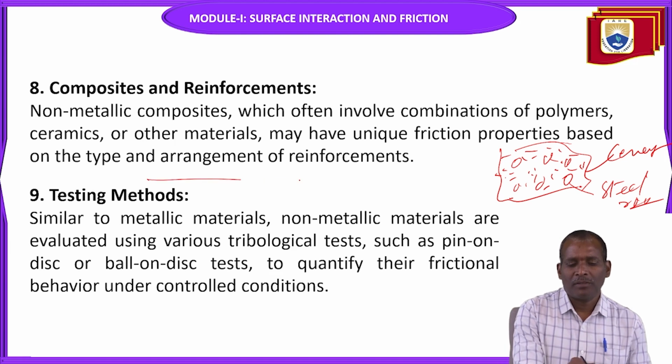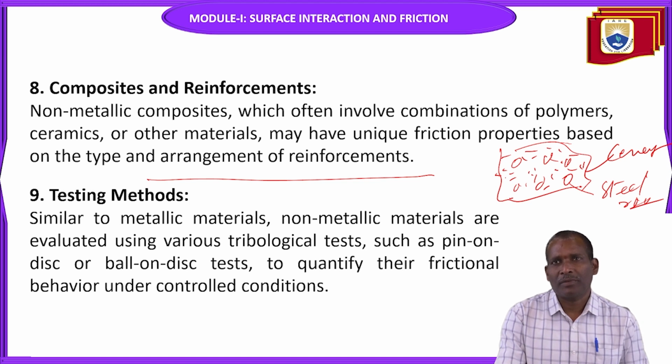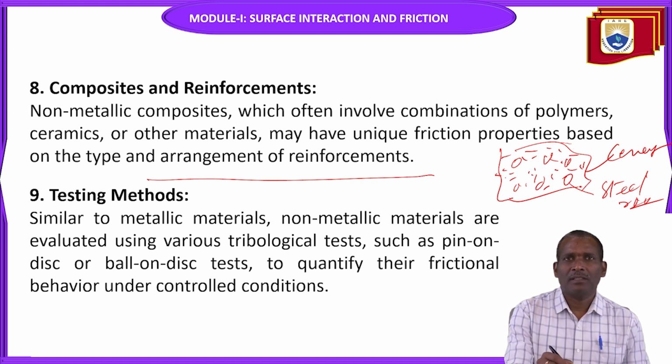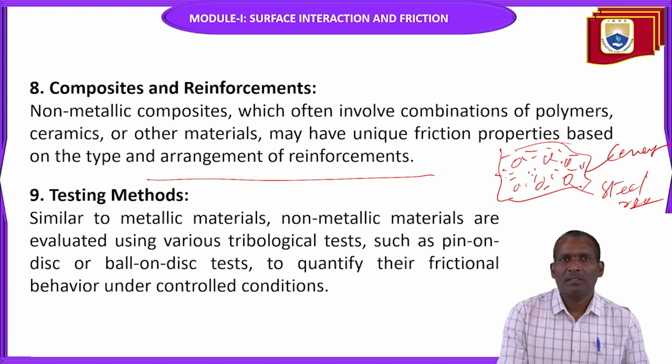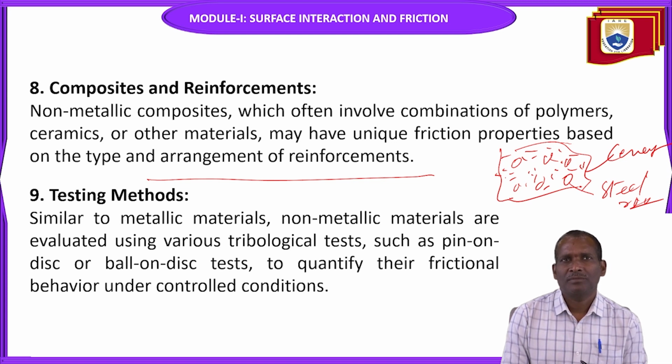The type of arrangement of reinforcement also affects the friction behavior of the material. If you arrange the reinforcement in a systematic way, with uniform spacing, or if you arrange the reinforcement material in a zigzag manner, the behavior also will be changed. Here the reinforcing material is steel rod, and the combined material is cement.